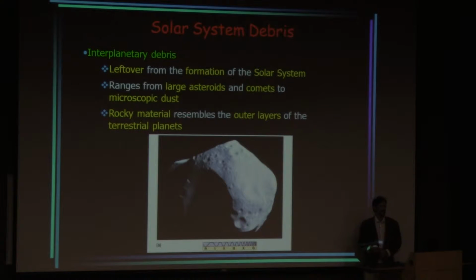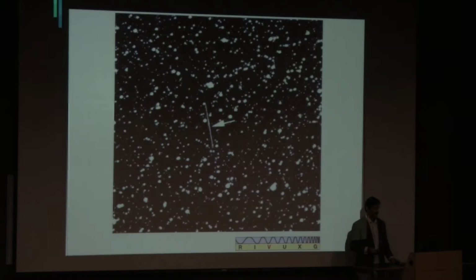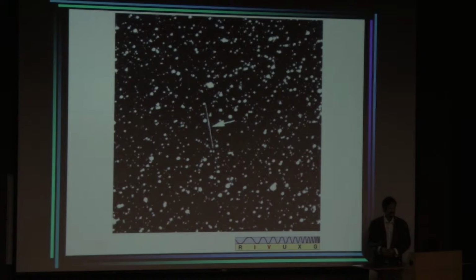So this material, as it says here, ranges from rather large objects like comets and asteroids all the way down to the microscopic dust, which actually forms the shooting stars that we see if we go out at night. The rocky material that we see in asteroids and meteorites actually is very similar to the outer layers of terrestrial planets.